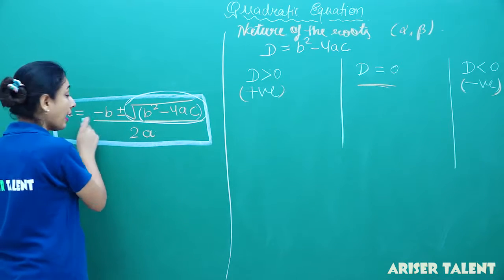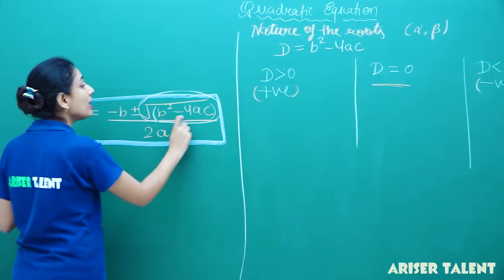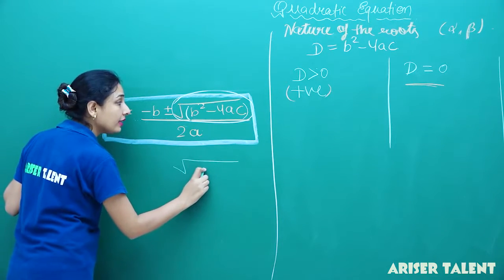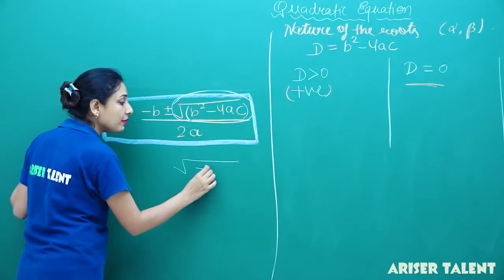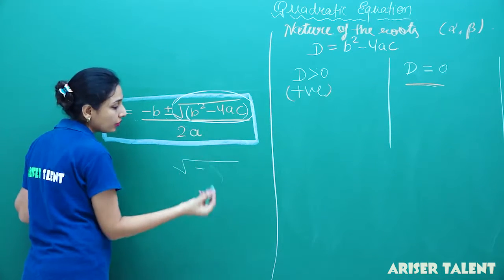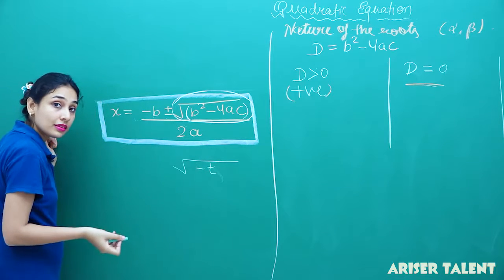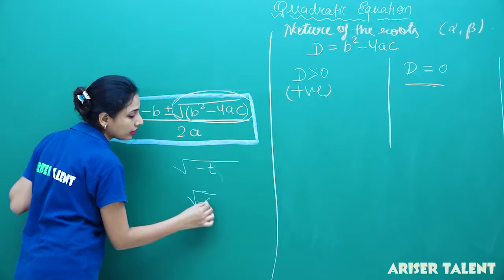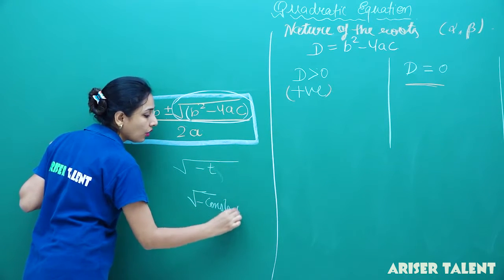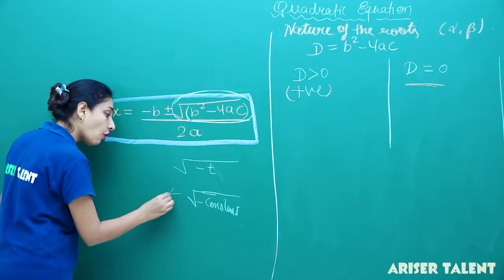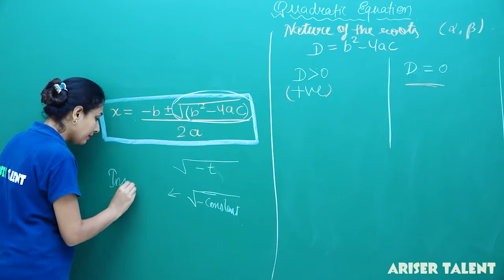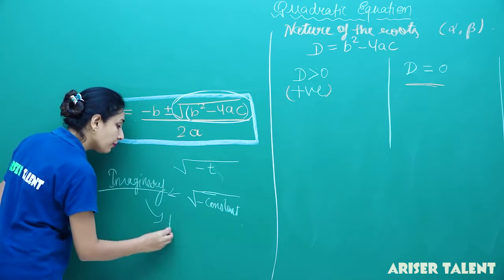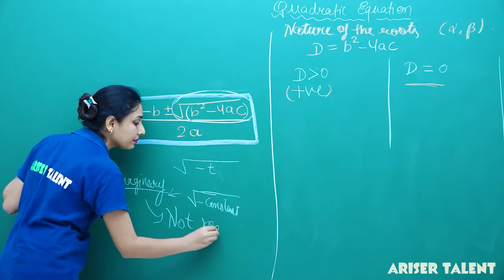This equation x equals to minus b plus minus root b square minus 4ac, if you look at this particular, this will become what? Negative, because this is less than 0. So that will be some value. Let's suppose the complete value is t. So that will be minus t. Now, root of a negative constant is what? An imaginary number. Imaginary, or we can call it not real.